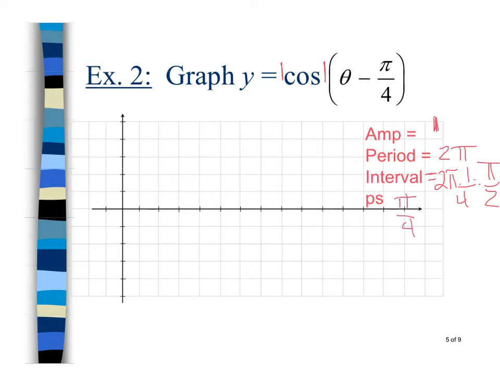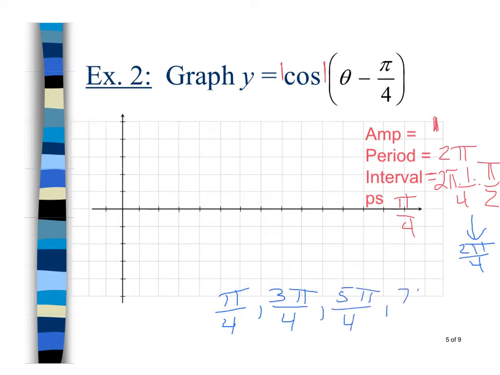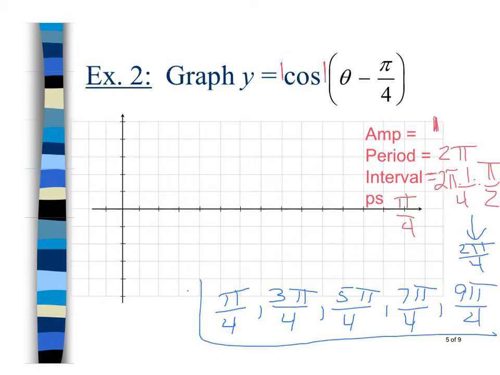So I'm going to start at pi over 4, and I'm going to add each time the pi over 2, which we can also write as 2 pi over 4. So if I add 2 pi over 4 each time, I get 3 pi over 4, 5 pi over 4, 7 pi over 4, and 9 pi over 4. You want to make sure you have 5 complete items right there.